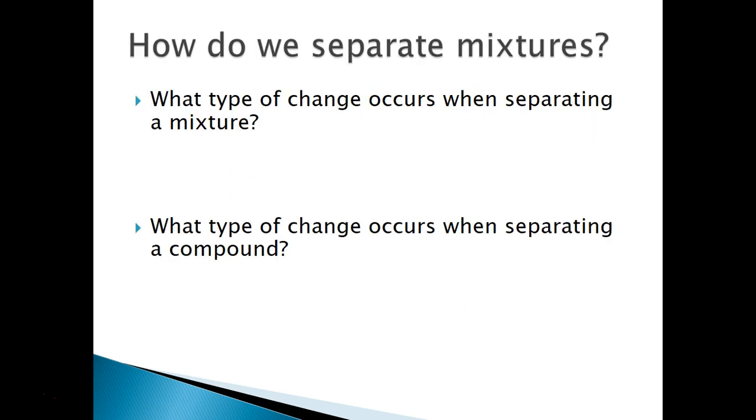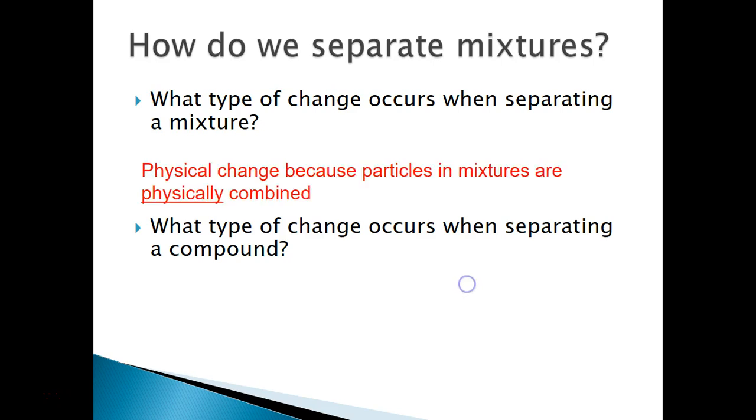All right, now let's talk about separating mixtures. So what type of change occurs when separating a mixture? Now I want you to actually think about this yourself and answer the question by pausing the video. So remember how mixtures and pure substances are connected together. All right, so when we're separating a mixture, we're going to separate them with a physical change. That's because the particles in the mixture are physically combined.